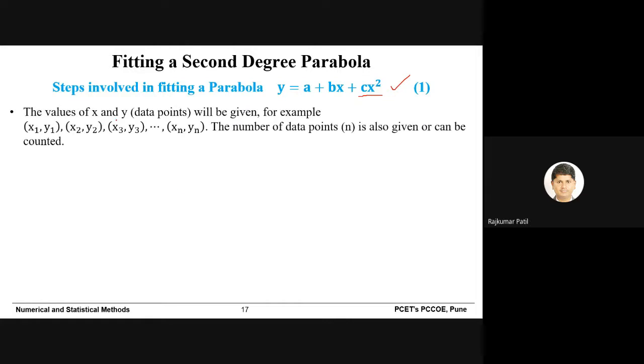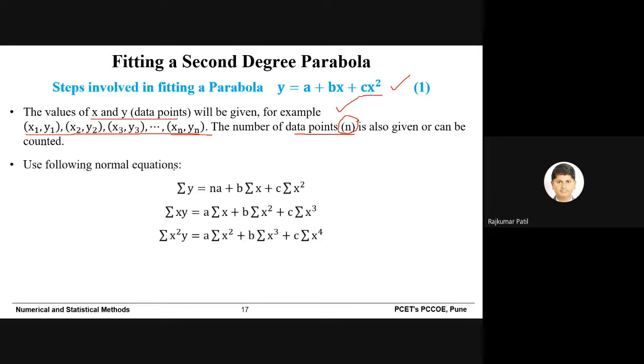So how do we solve such a problem? The values of x and y, that is the data points, will be given to you as x1, y1, x2, y2, x3, y3, and so on. Here you can see the last values are xn and yn, so the total number of data points will be n. In the given problem, you can simply count the number of data points, and that will be your value n. Once you do that, as in equation number 1 there are three unknowns, a, b, and c, so here we need three simultaneous equations.